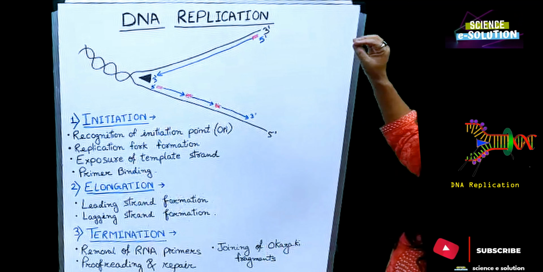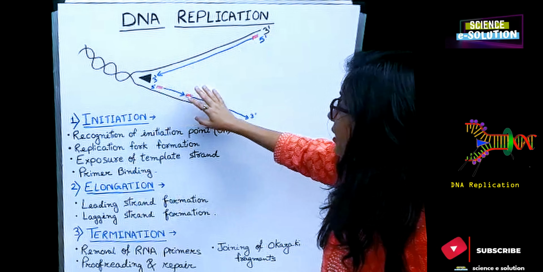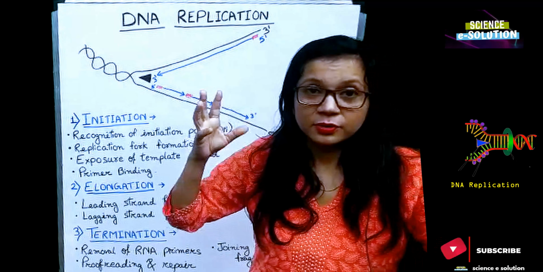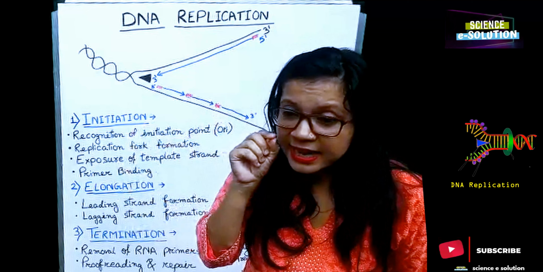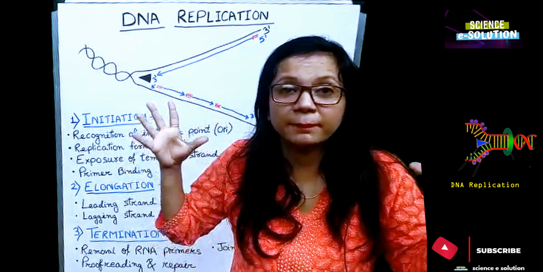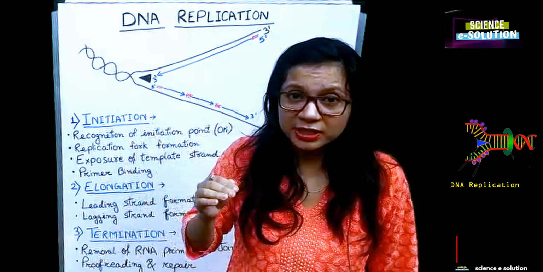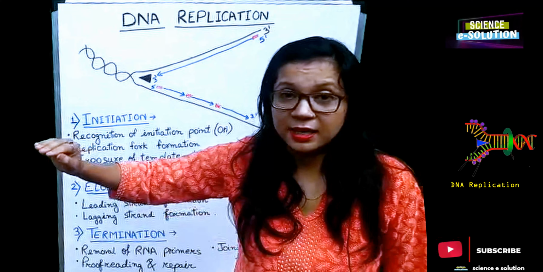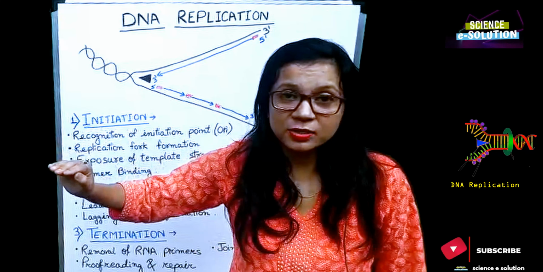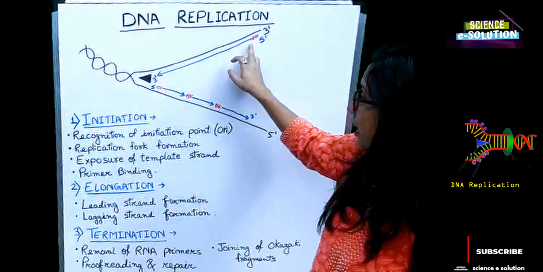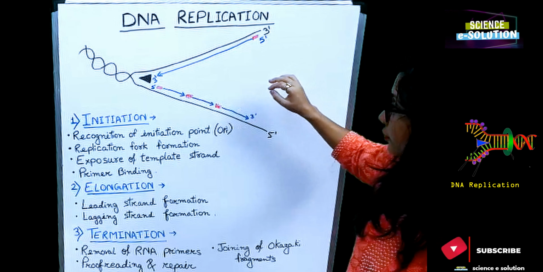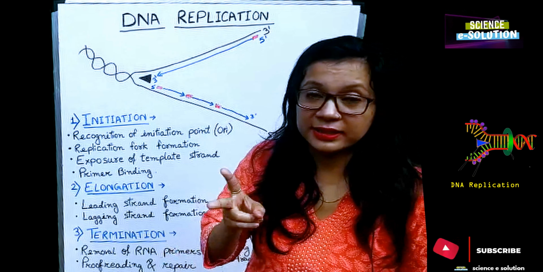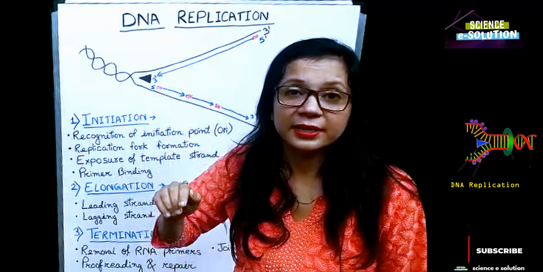Then proofreading and repair. After the whole strand is synthesized, since DNA synthesis is a very crucial process, if there is even one small mistake, it can lead to a big mutation. So it must be cross-checked whether the DNA which is synthesized is correct or not, whether all the bases are correctly placed or not. To check all these bases, cross-checking is done with the help of enzymes. Now if needed, repair is also done. They cut out the base and do the repair.